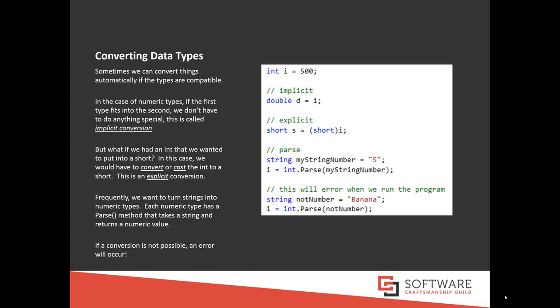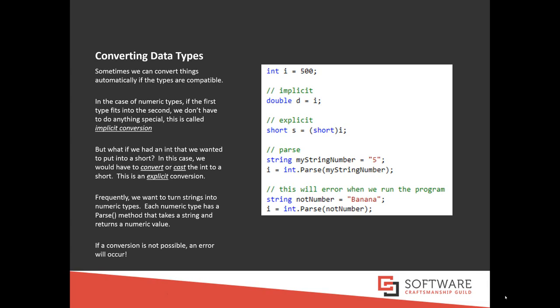Next, we're going to try to parse a string. So I've created a string variable called myStringNumber, and I've assigned it the value of string 5. That is a string value. I cannot do math on it. It won't have expected results. Remember that if we add strings, we get concatenation, not addition. So if I actually wanted to do math on it, I could take the variable i, which is an integer, and I could set it equal to the result of int.Parse and pass the parse method myStringNumber. That would convert the string 5 to the integer 5 and store it in i.